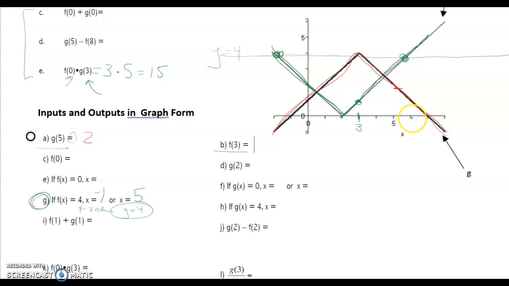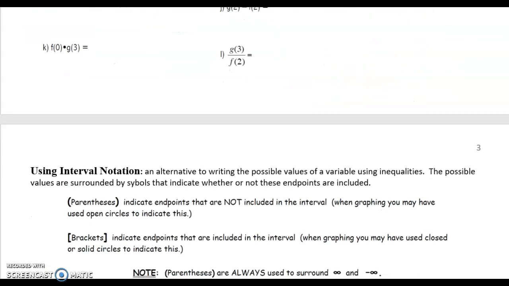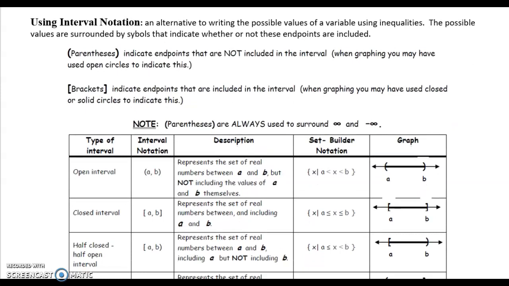Please note at the end of the last video when we were solving this, it looks like this is really not 5. It looks like this is much closer to 6. Okie doke. But let's move on. Interval notation.